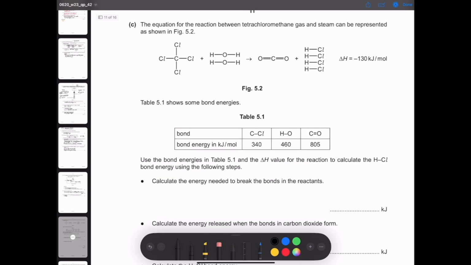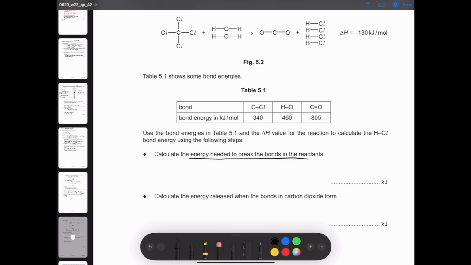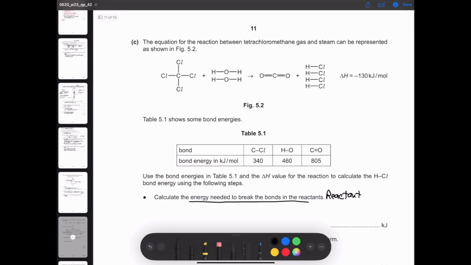Now, next question. This is a calculation question. State the energy needed to break the bonds. See, energy needed to break the bonds means they're asking you the net energy for the reactants. I'll show you how to calculate this. See, first of all, you count all the bonds. One CCl bond, another CCl bond, another CCl bond, another CCl bond. So we have 4 CCl bonds. Then one OH bond, another OH bond, another OH bond, another OH bond. So you have 4 OH bonds. This is for your reactants.